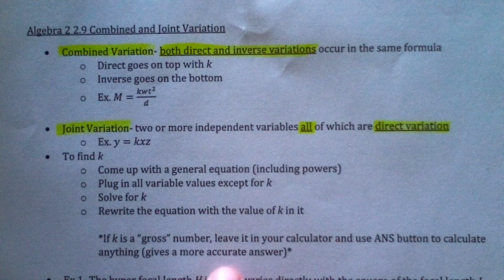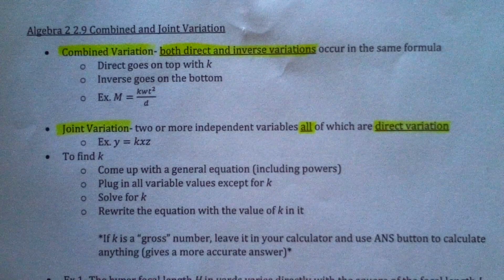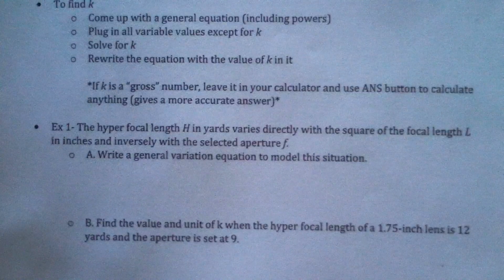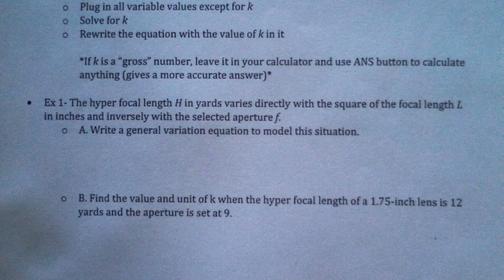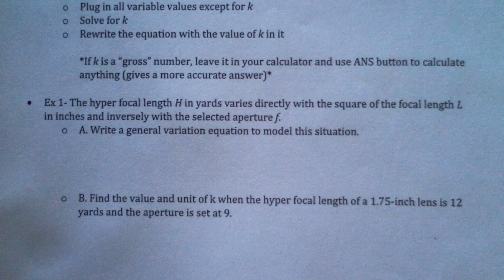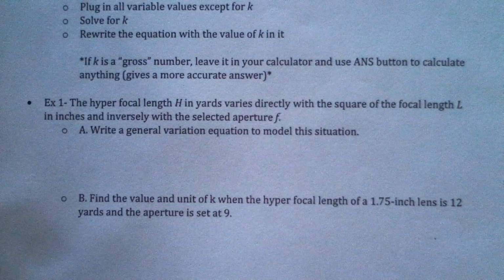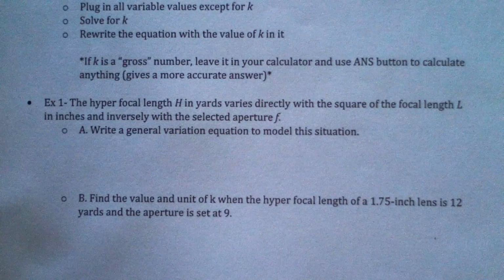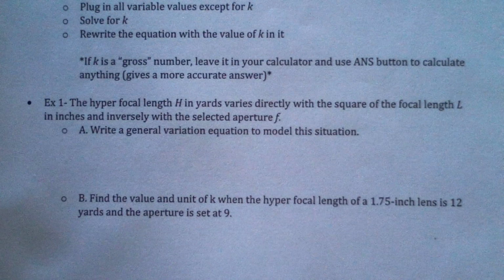The rest, like I said, should be in your example packet, so just grab those. For example 1, it says the hyperfocal length h in yards varies directly with the square of the focal length L in inches and inversely as the selected aperture f. I think this has to do with photography and taking pictures and zooming in and out and focusing and that kind of thing. Pretty sure that's what it is. So it says write a general variation equation to model this situation.